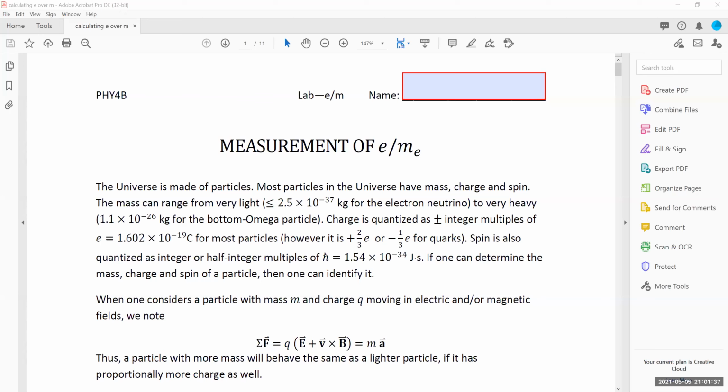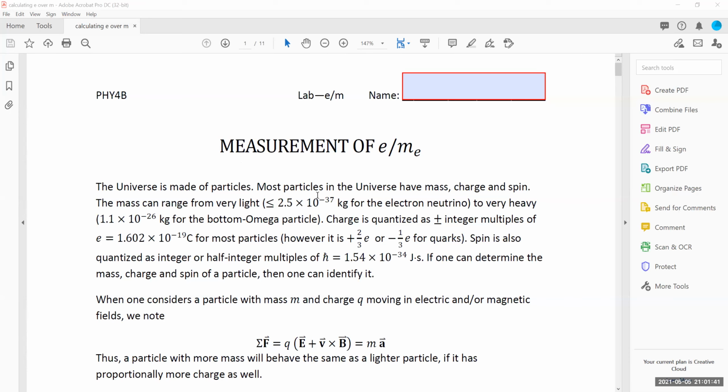So let me share with you, first of all, the screen. What is the share? Share. Lab instructions, which is a PDF file. Okay, so this is the lab.